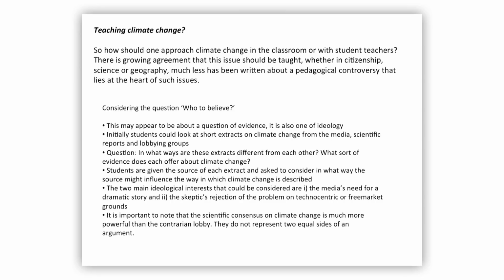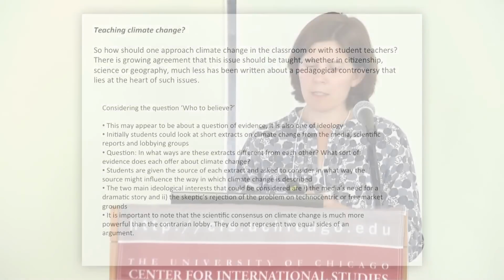And I think that the main ideological interests that can be considered are, first, if you look at media extracts, they need a dramatic story, and so certainly the stories on climate change are dramatic. And then the skeptic's rejection of the problem is usually on a technology front or on free market grounds, as I mentioned. And I think, finally, it is important to note that the consensus is much more powerful, at least scientifically, than the contrarian lobby. And so they're not equal sides of a coin. They're not equal sides of an argument.